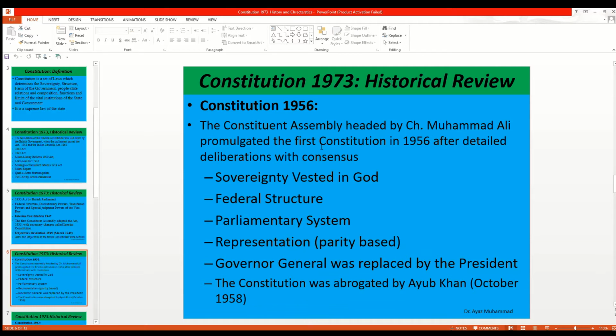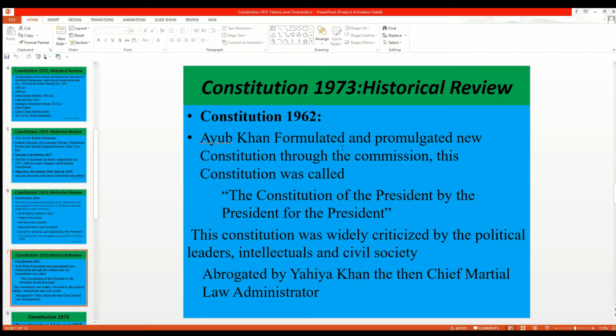The major characteristics of this Constitution were sovereignty vested in God, federal structure, parliamentary system, representation on party basis. Governor General was replaced by the President, and Sikandar Mirza was inducted as the first President of Pakistan. So this Constitution was abrogated in October 1958 by Mr. Muhammad Ayub Khan. Muhammad Ayub Khan formulated and promulgated a new constitution, which is called the Constitution of 1962.